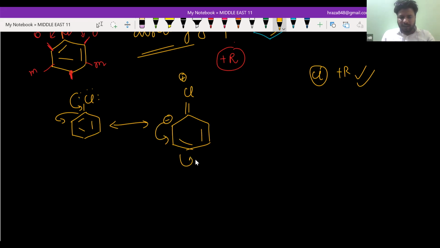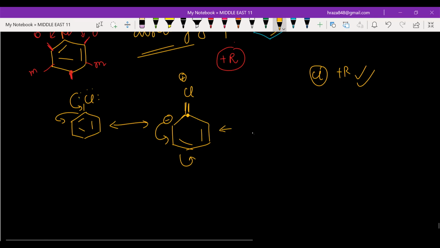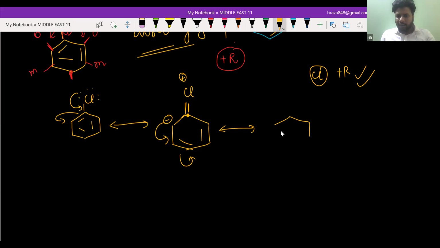Again, in the same way, why do you have to show two arrows? If you didn't move this electron, count the number of bonds of this carbon. 1, 2, 3, 4, 5. Can carbon make 5 bonds? No, sir. That's why there are two arrows. Sometimes in minus R effect, we have to move only one arrow. So this will be positive, then this, and then this.